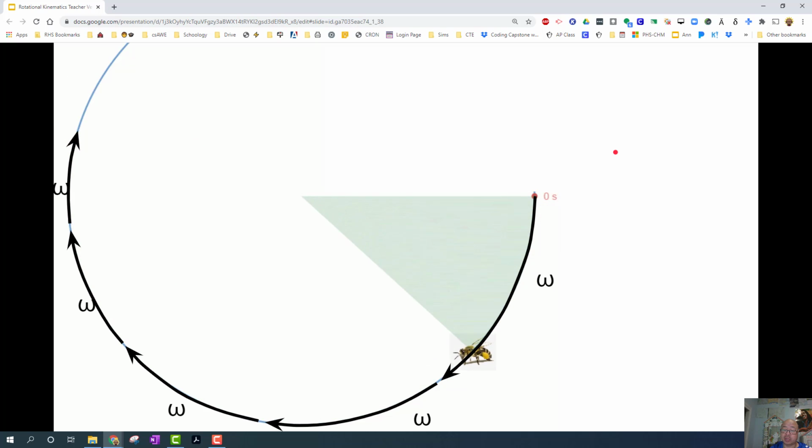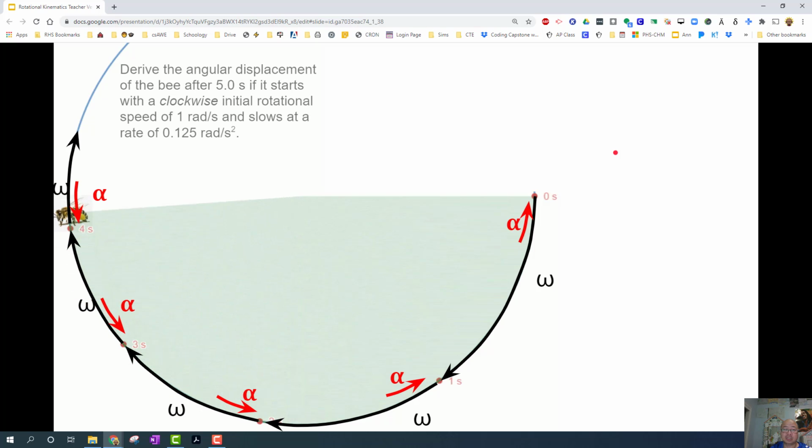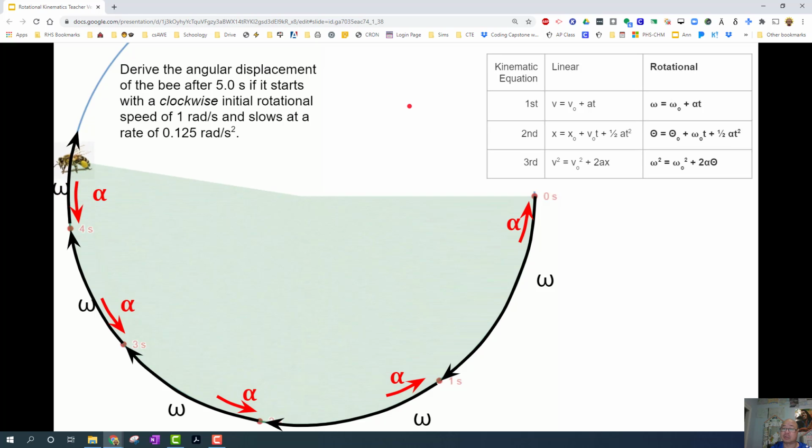Accordingly, we can also draw the angular acceleration vector. In this case, it points in the opposite direction because the rotational velocity is slowing down. And we also notice that we draw it as the same length because the angular acceleration is constant. So if we were asked the question to derive the angular displacement of the B after 5 seconds if it starts with a clockwise initial rotational speed of 1 radian per second and slows at a rate of 0.125 radians per second squared, then the first thing that we need to do is look at our rotational equations.